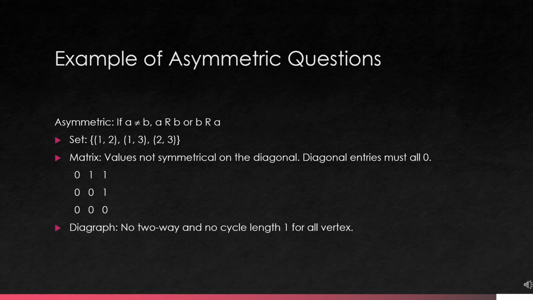Let me explain briefly about the questions. Given the set (1,2), (1,3) and (2,3). The matrix values are not symmetric about the diagonal. Diagonal entries must be all 0. What does that mean? The diagonal has to be all 0. If the diagonal is all 0 and there is no symmetry, it is known as asymmetric. And for the digraph, there must be no two-way edges and no cycle of length 1 on any vertex. I hope you all understand, and thank you everyone.